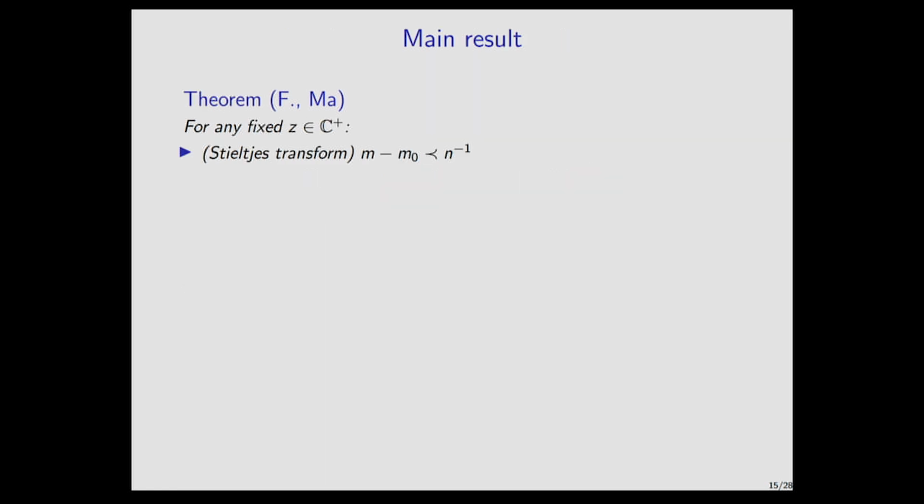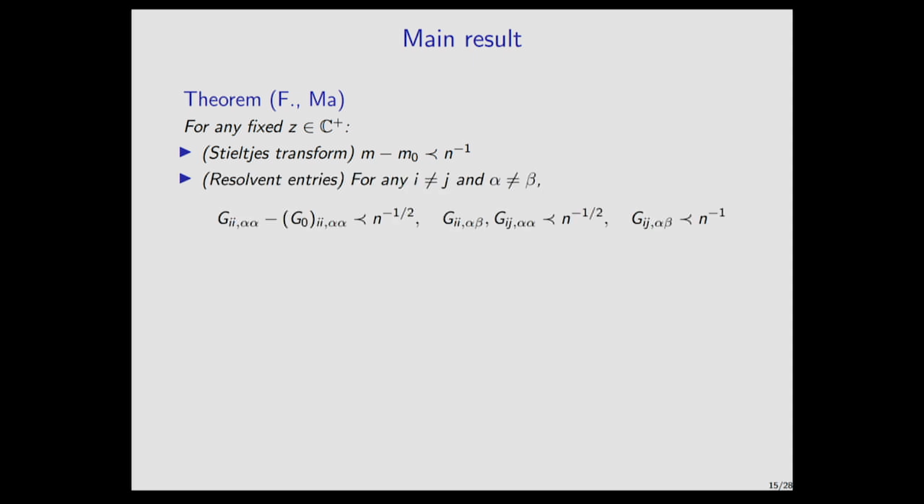Our main result for this matrix model is the following. So we have a global result, which is saying the following. For any fixed z in the upper half plane, so it's not a local result, it's a global result, the Stieltjes transform is approximated on the scale of 1 over n. If I look at the entries of the resolvent, this is this picture I was showing you earlier, the diagonal entries are approximated by the diagonal entries of the deterministic equivalent. The partial off-diagonal entries are on a scale of 1 over root n, and the fully off-diagonal entries are on a scale of 1 over n.